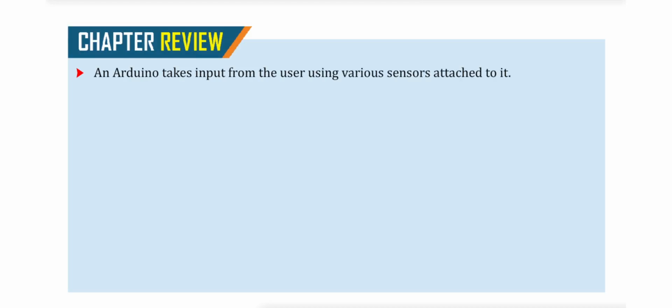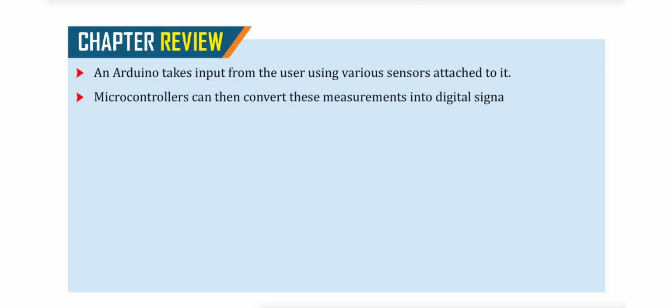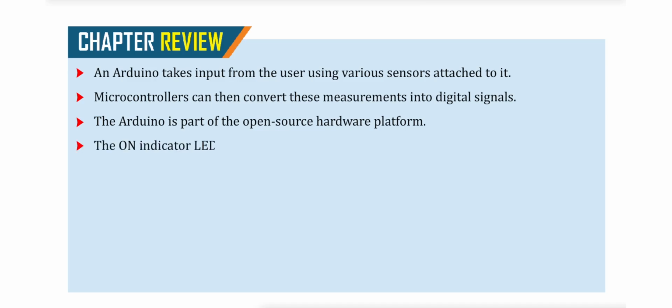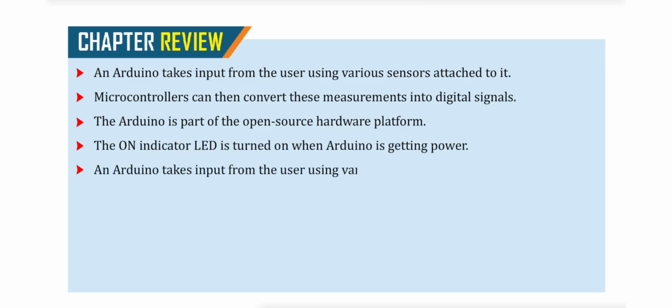Let us quickly have a look at the chapter review. An Arduino takes input from the user using various sensors attached to it. Microcontrollers can then convert these measurements into digital signals. The Arduino is part of the open source hardware platform. The on indicator LED is turned on when Arduino is getting power.